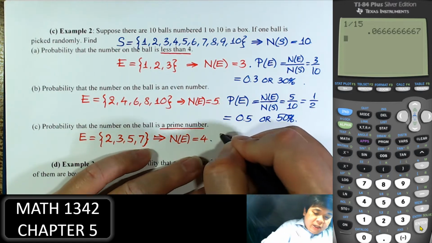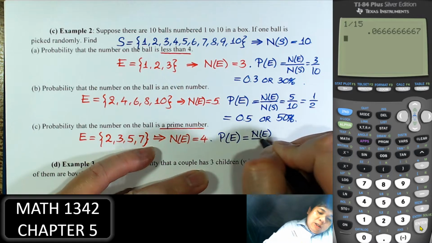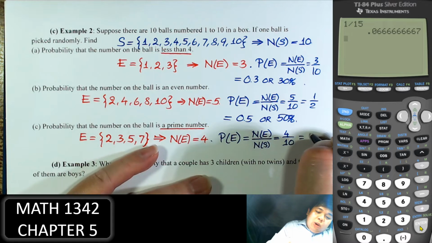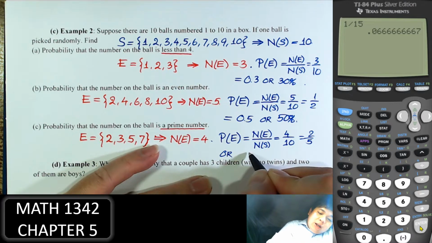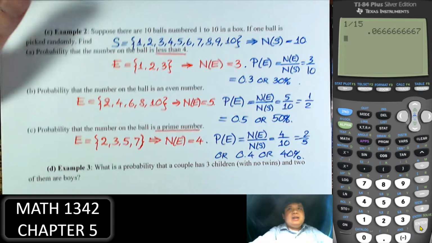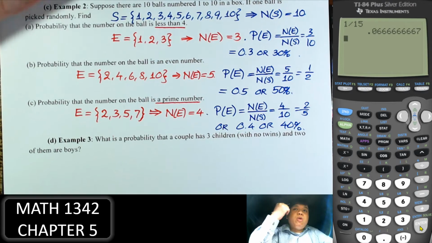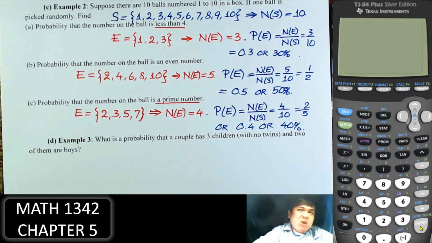So the probability of getting the event, a prime number, is 4 over 10, which is 2/5 if we reduce, or 0.4 or 40%. Right. So like I said, the most fundamental thing about probability is to list all the possible outcomes and assume that they are equally likely outcomes. Then we just count how many we have in the sample space, how many we have in the event, and we divide them. So that's pretty much it.